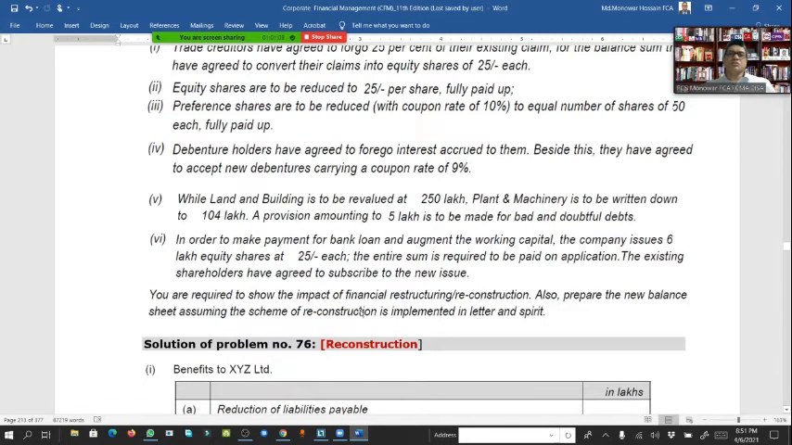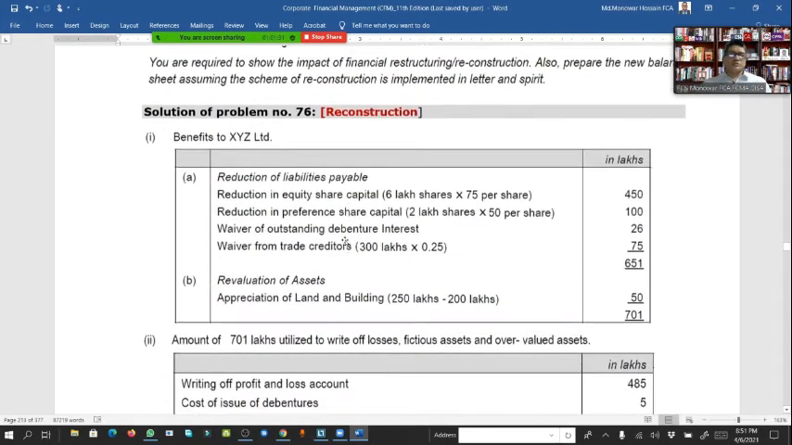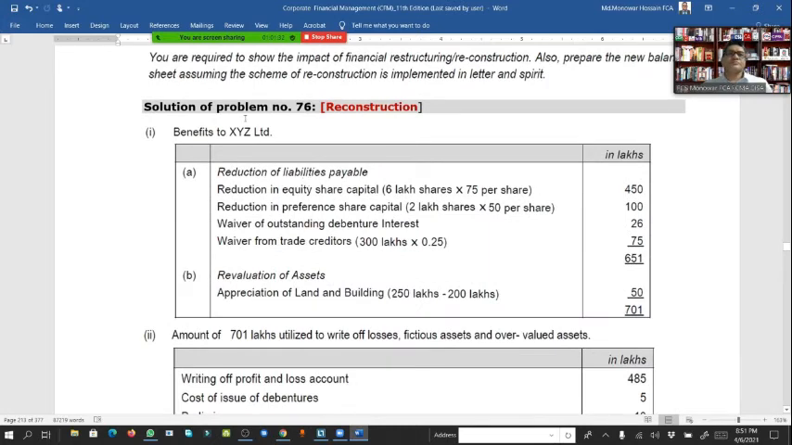You are required to show the impact of financial restructuring, reconstruction. Also, this math is from this chapter. Also, prepare the new balance sheet, assuming the scheme of reconstruction is implemented, including the share split. So here, reconstruction, if we go for the calculation, the benefit.